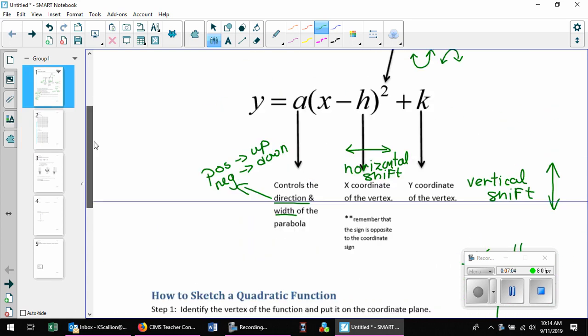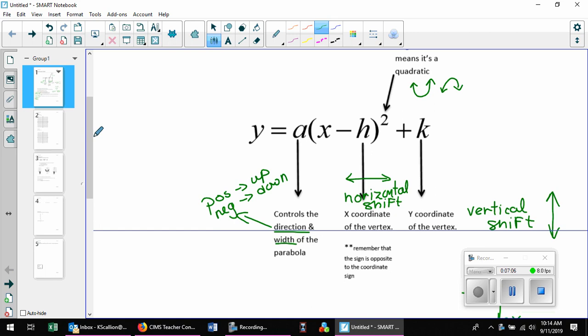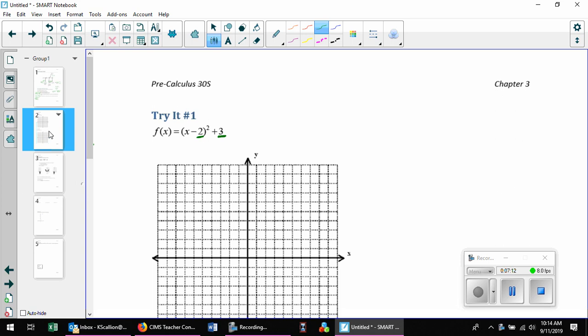Now, I'm going to pop back to this one for a second. Notice the equation has a subtraction sign in it, right? So if we go back to this one, which way am I moving? Am I moving left or right? I'm going to positive 2. So my vertex is going to be positive 2, positive 3, even though there's a subtract sign in there.